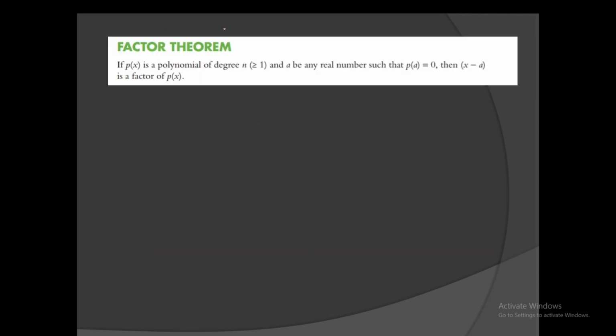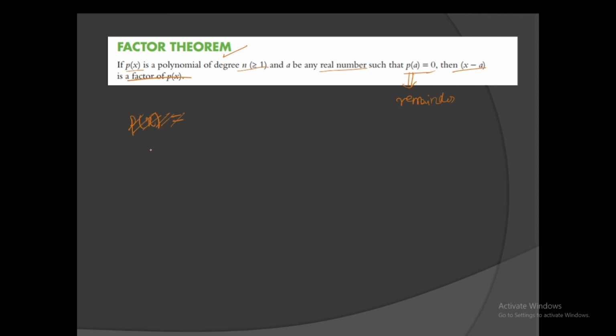Moving on next. So what is the factor theorem? I have previously told that when the remainder equals 0, we say that it is a factor of the polynomial. So if p of x is a polynomial of degree n greater than or equal to 1, and a is any real number such that p of a is 0, what is p of a? P of a is the remainder. Then x minus a is a factor of p of x.